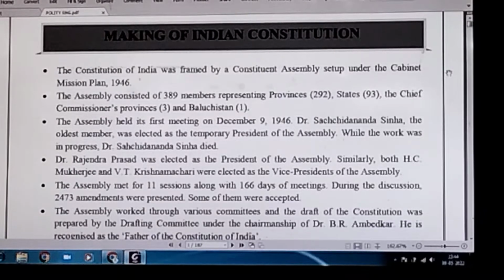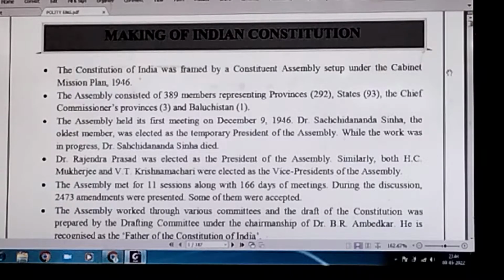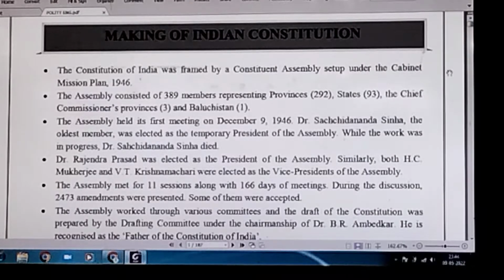Today we discuss General Studies, Indian Polity. The first topic is the making of the Indian Constitution. It was in 1934 that the idea of a Constituent Assembly for India was put forward for the first time by M.N. Roy, a pioneer of the communist movement in India and an advocate of radical democratism.